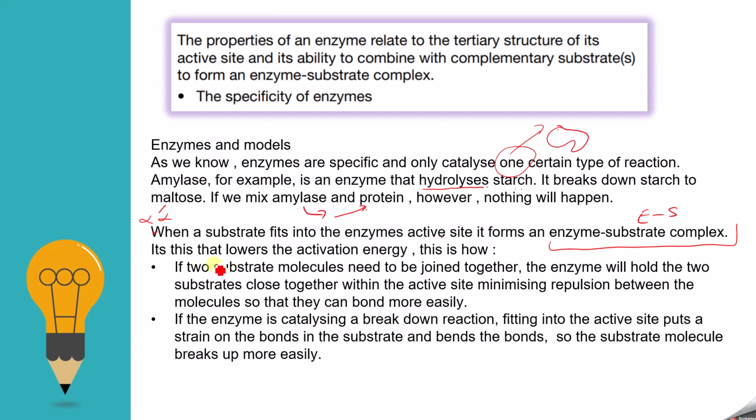So how does it do it? If two substrate molecules needed to be joined together, the enzyme will hold the two substrate molecules together within the active site, minimizing repulsion between the molecules so that they can bond more easily. If the enzyme is catalyzing a breakdown reaction, so it's trying to break down a substrate into two different other molecules, fitting into the active site puts a strain on the bonds in the substrate and bends the bonds so the substrate molecule breaks up more easily.